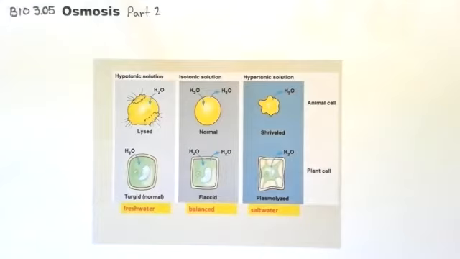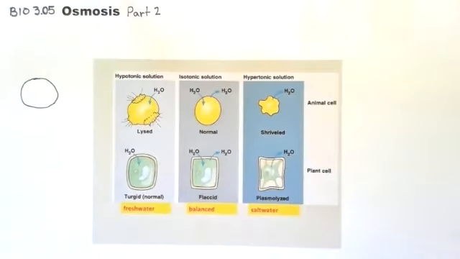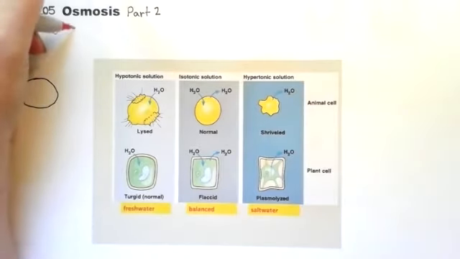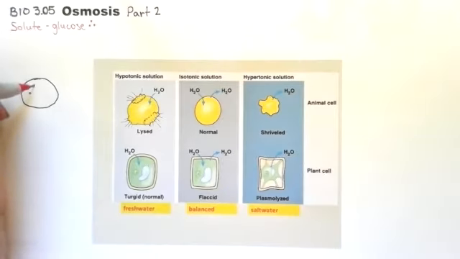And I'm going to draw some cells. So I'm going to start over here and I want to draw a cell. I'm going to put glucose again on the outside and on the inside. All right, so we're going to do our solute. Say it's glucose. And I'm going to put 10 dots on the inside. And on the outside, I'm going to put 4.